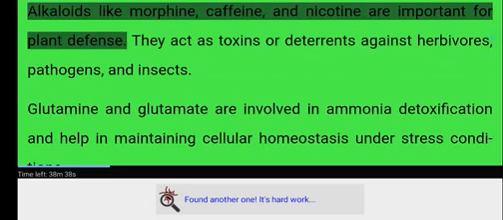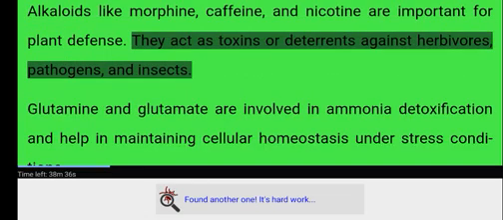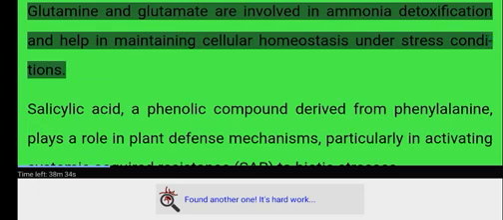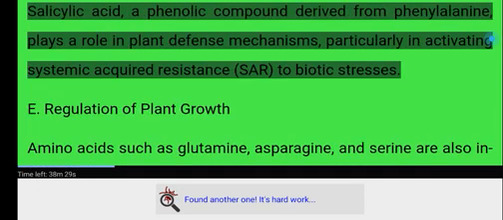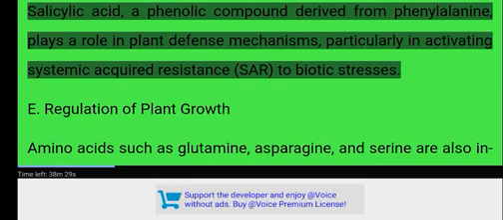Alkaloids like morphine, caffeine, and nicotine are important for plant defense. They act as toxins or deterrents against herbivores, pathogens, and insects. Glutamine and glutamate are involved in ammonia detoxification and help in maintaining cellular homeostasis under stress conditions. Salicylic acid, a phenolic compound derived from phenylalanine, plays a role in plant defense mechanisms, particularly in activating systemic acquired resistance (SAR) to biotic stresses.